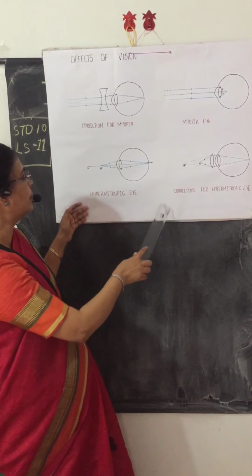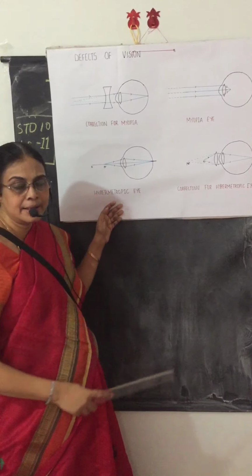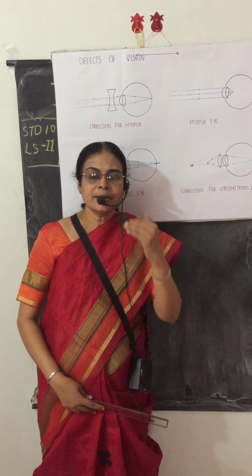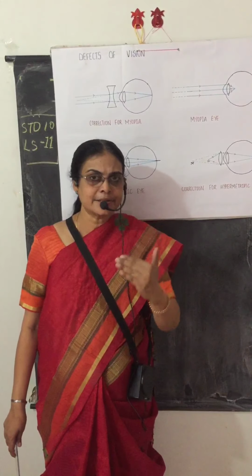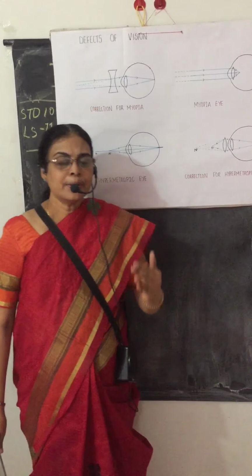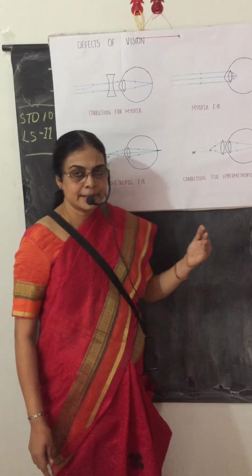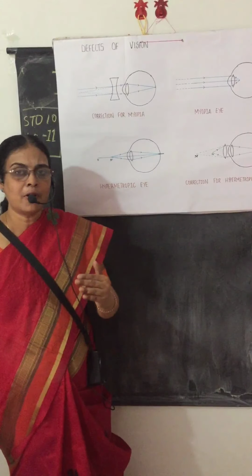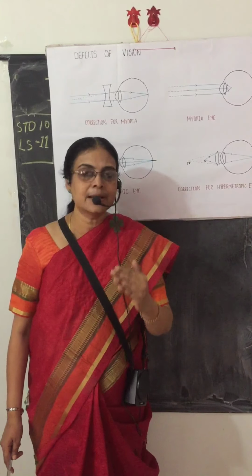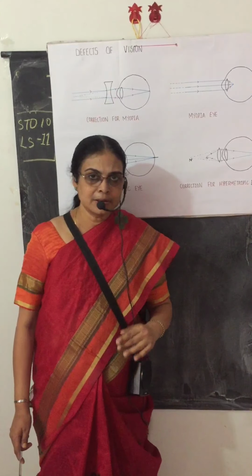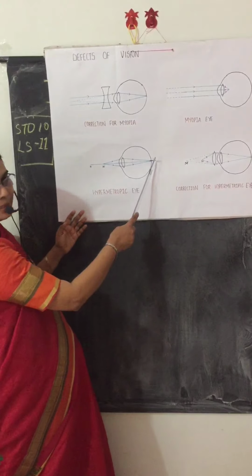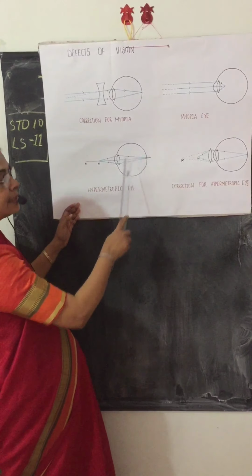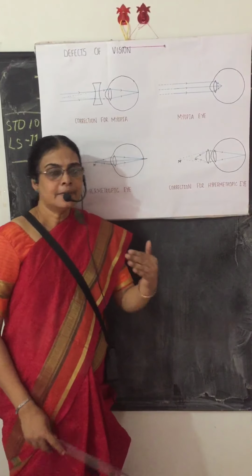Now, this hypermetropia is normally found in aged people. They cannot see the close by object. When they see the close by object, eye lens has to become thick so the image will fall on the retina. But if it does not become thick, then the focal length will not decrease. As a result, the image will fall behind the retina. As a result, the objects will not be visible.